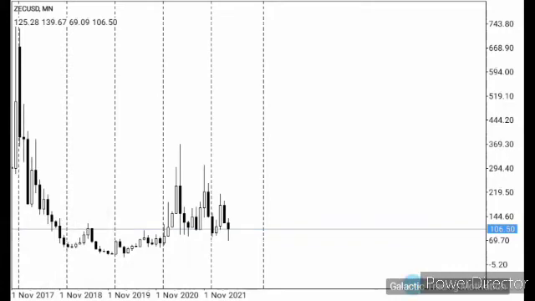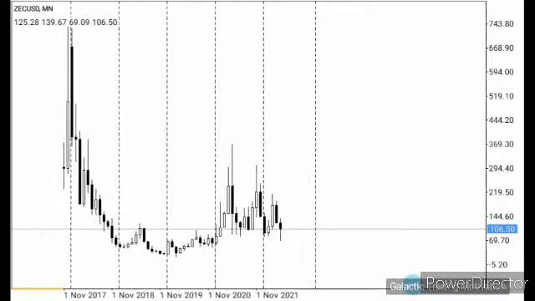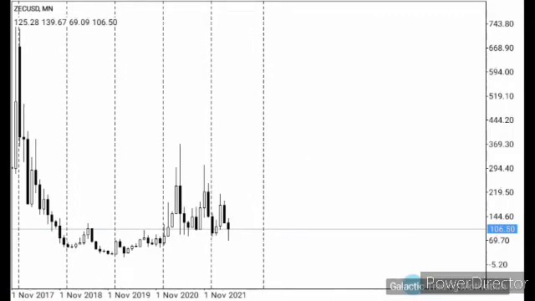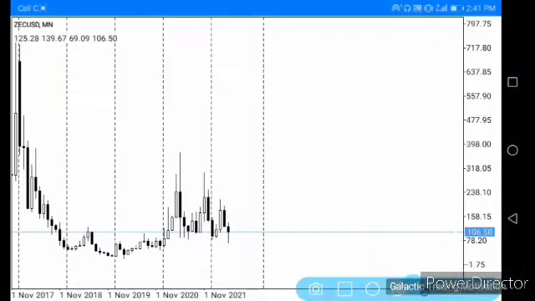Hi guys, let's have a look at the Zcash cryptocurrency. So, as you can see, I have the monthly chart of Zcash open.